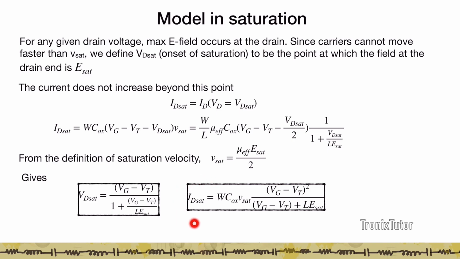The other point to note is that the ID sat is W Cox Vsat into Vg minus Vt the whole square divided by this function. So what you see here is that it is no longer a square law, because you have this square function here, but you also have a linear function here. So again, here you see that ID sat gets tempered, right? And you see therefore that the Vg minus Vt square relationship is reduced, and you now have a factor which may be less than 2.